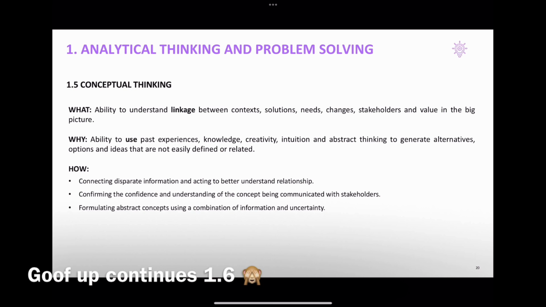Look at abstract ideas which combine your information and also look at the uncertainty that comes with it. Draw from your past experiences, because all of us have this amazing reserve of learning since our childhood. So just bring it back to your work environment as well. Again, if you did any of those, remember that you're really great at conceptual thinking. And that brings us to the last part of our analytical thinking and problem solving competency, which is visual thinking.